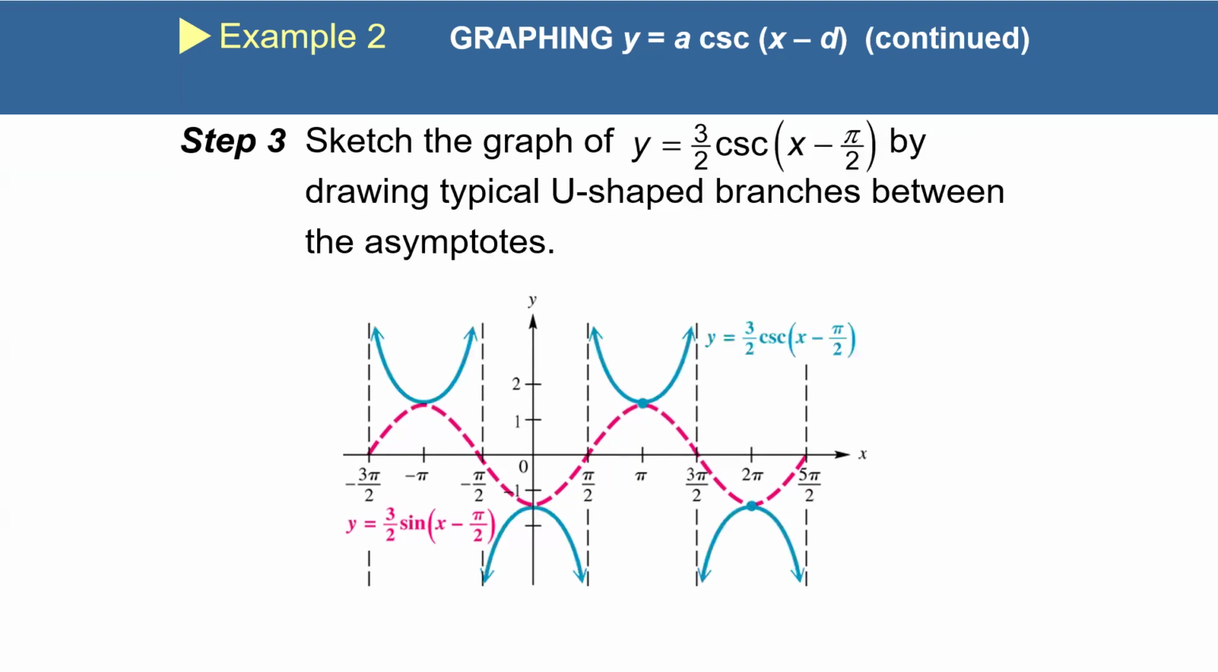We're going to do our U shapes. We're going to do the opposite. So notice how we went through. This was concave down. Now it's going to be concave up. This was concave up. Now it's going to be concave down. Concave down, concave up, concave up. Now it's going to be concave down. And now that represents our blue. Our blue is our cosecant.